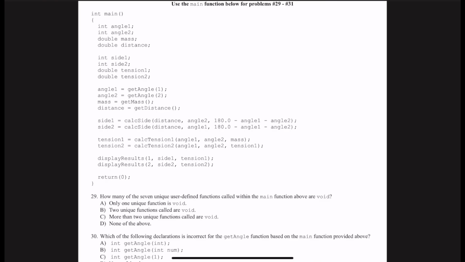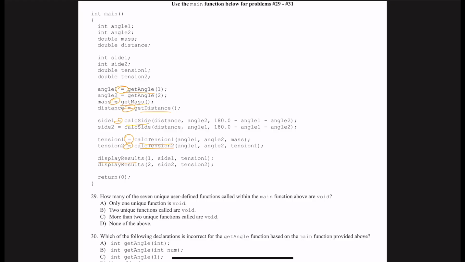Question 29. How many of the 7 unique UDFs called within the main function above are void? Well, what does a void function mean? A void function means that we are not returning any result at the end. Or if it's happening, it's through pass by address. So, looking at our UDFs, we're looking for functions where the return result is not assigned to some variable. Well, with getAngle, we have this equal sign, so it can't be that. Same thing with getMass and distance, with calcSide, and with the two calc attention functions.